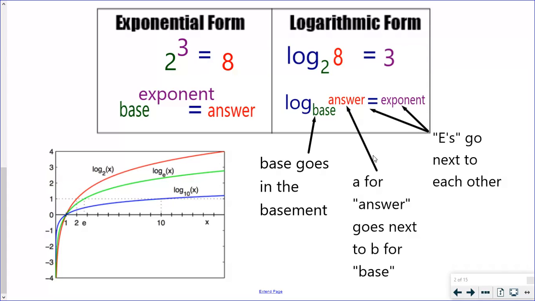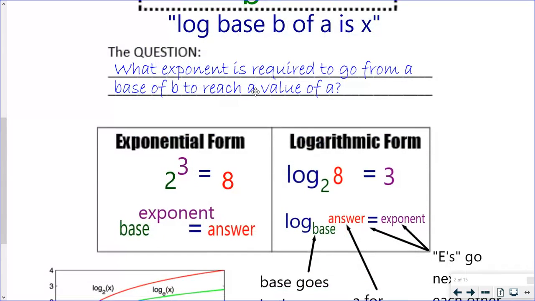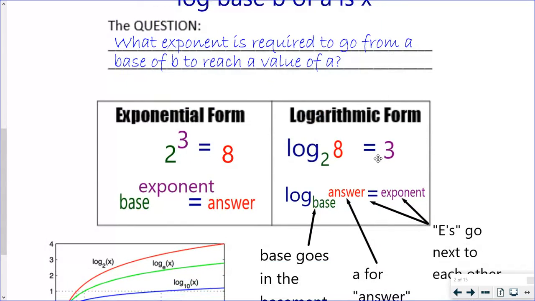Your answer, A for answer, goes next to B for base, and the two E's, equal and exponent, go next to each other. So your base is in the basement at the bottom: base, basement, bottom. A for answer goes next to B, and the two E's, equal and exponent, go next to each other. So going back to what question is being asked: what exponent is required to go from this base to this answer? To get from 2 times itself, how many times gives me 8? The answer to that is 3.